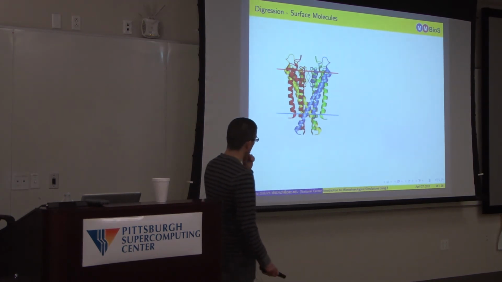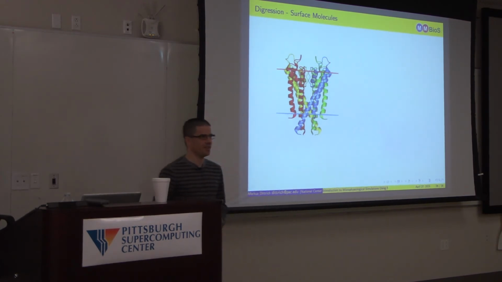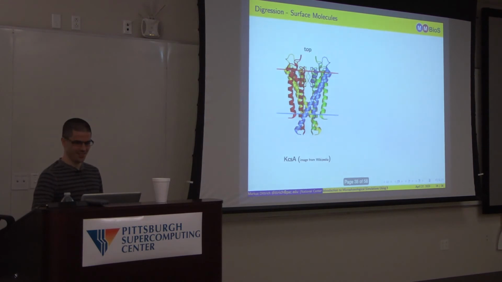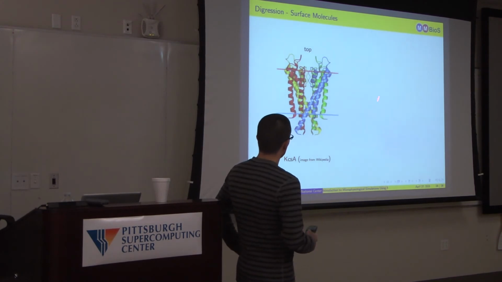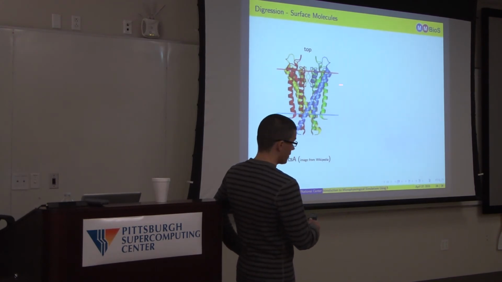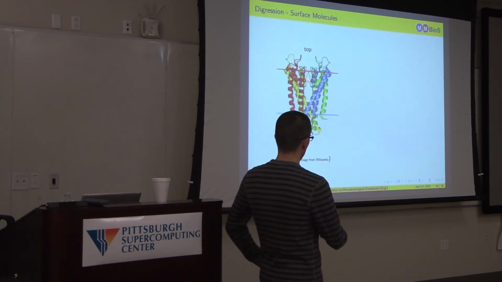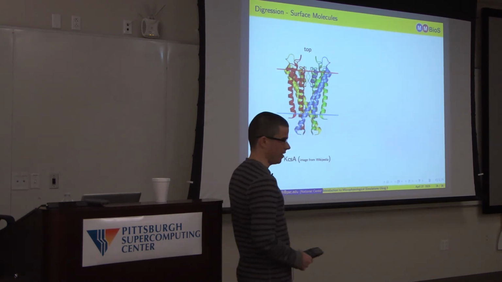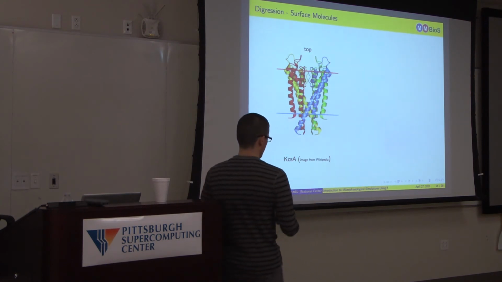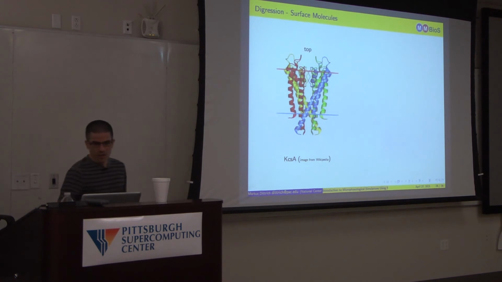And for surface molecules, I picked a random one here. Some people might be able to guess what that is. That's KcsA, a potassium channel. This is a membrane channel, so it conducts potassium ions through this pore here. And this indicates the location of the membrane for this potassium channel. So the channel would actually sit in the membrane. The membrane would end at these positions.